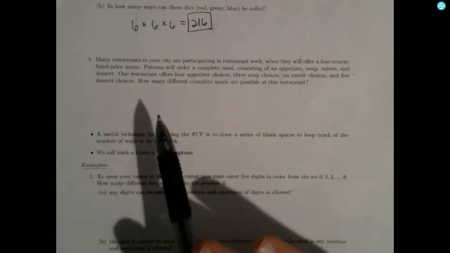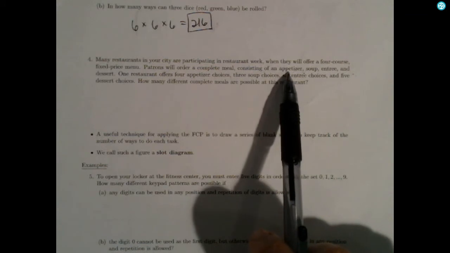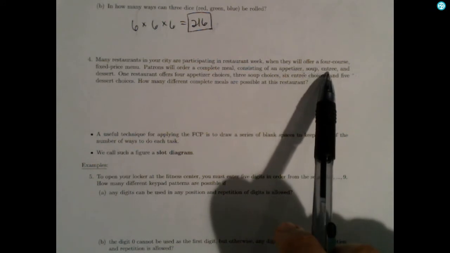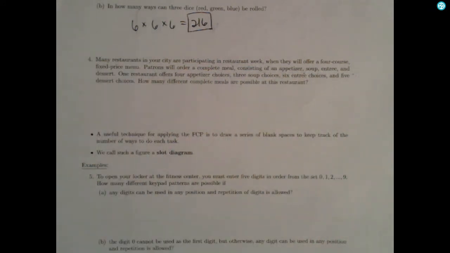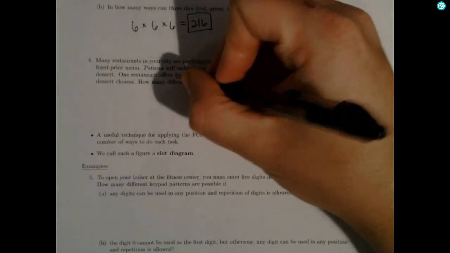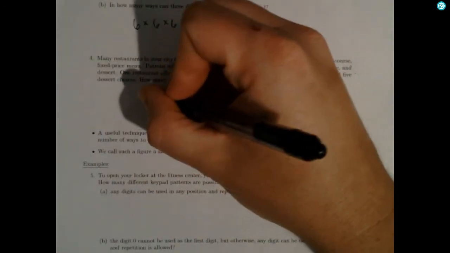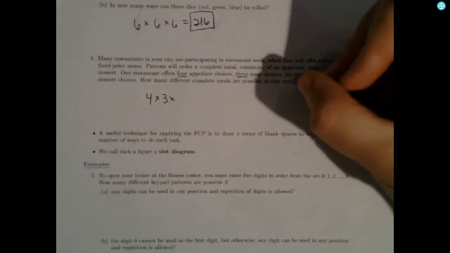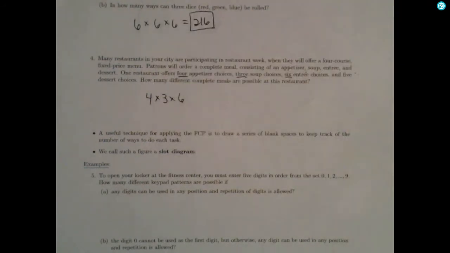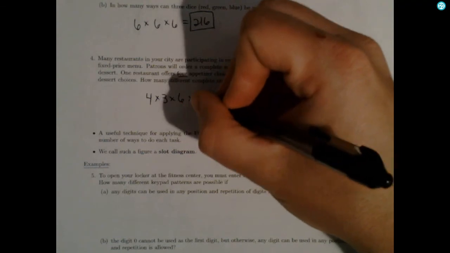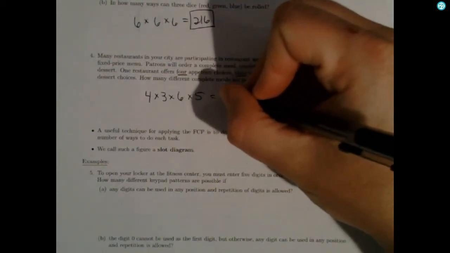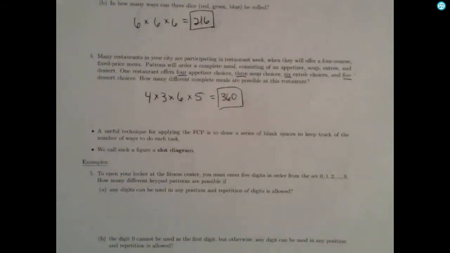Well, the number of complete meals possible is going to be the number of ways that you can choose the appetizer times the number of ways you can choose the soup times the number of ways you can choose the entree times the number of ways you can choose the dessert. There were 4 options for the appetizer, 3 options for the soup, 6 options for the entree, and 5 options for the dessert. So 4 times 3 times 6 times 5 is 360, right? 360 different options. Okay, so that's the fundamental counting principle.